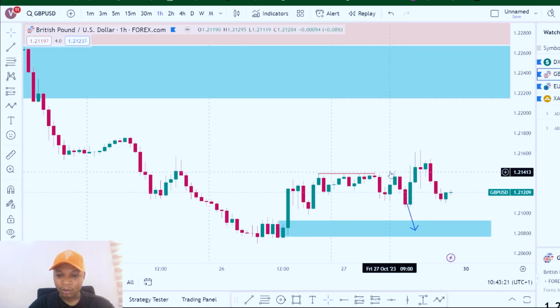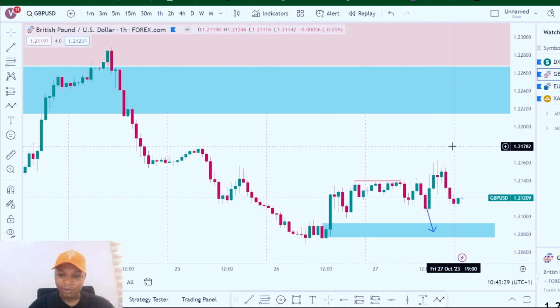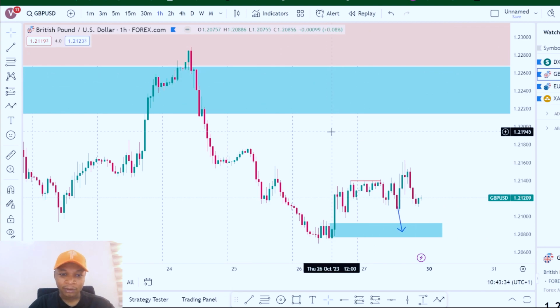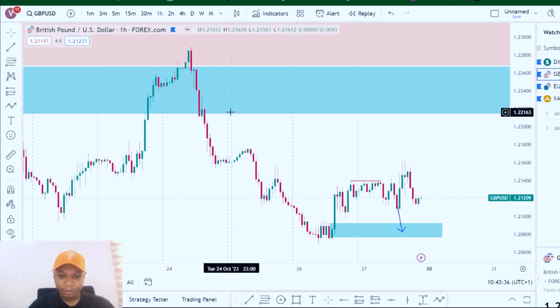Good. Now you can see that the 1 hour time frame has shown us a break of structure because price has closed above this last high. Okay, so I may be looking to go long on GBP USD next week into any of these levels. So what I'll be looking out for is order blocks like this one. I'll be looking out for fair value gaps like this one to trade GBP USD into.